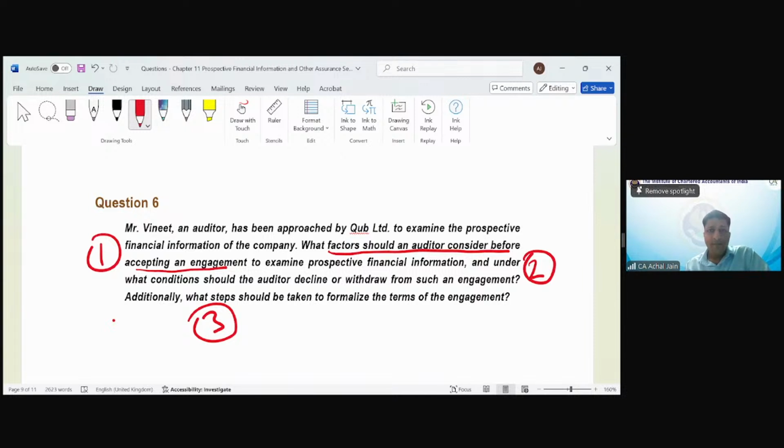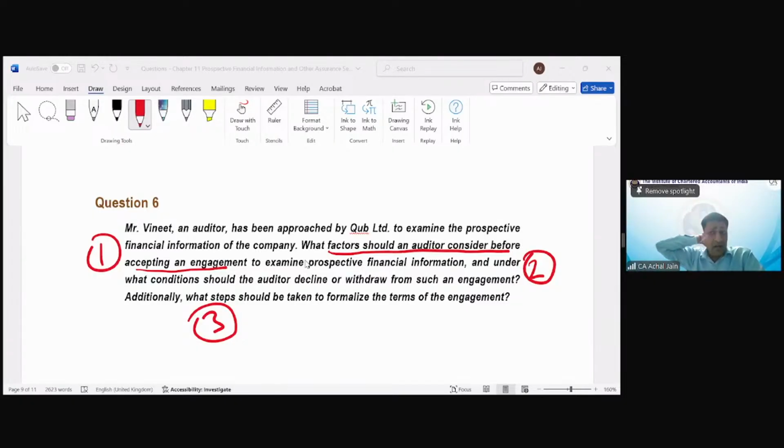Before accepting, he will think about what is the intended use of the information, whether the information will be used by the general or limited distribution, and what are the assumptions, the estimation policies and the hypothetical assumptions they considered while preparing that projection. Also, what are the elements they used, and which period they covered, for example a 3 months period or 1 year period. Like that they can consider it.